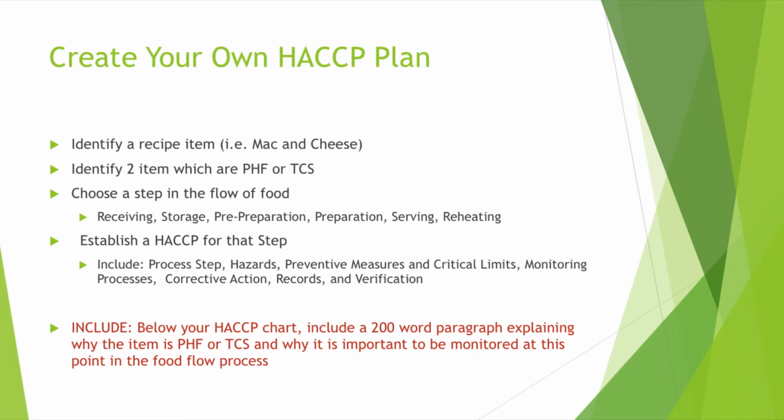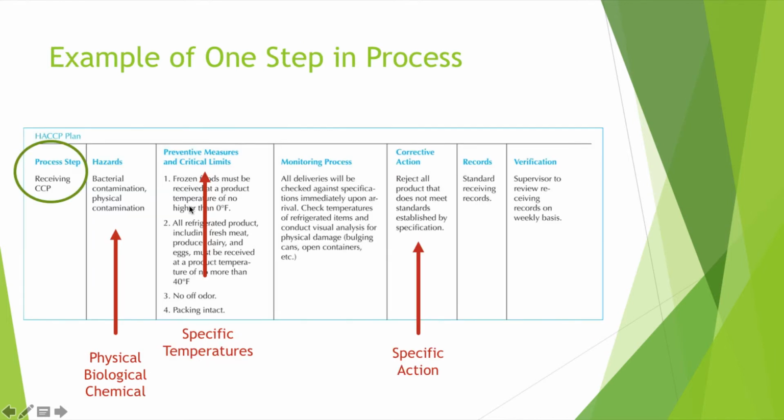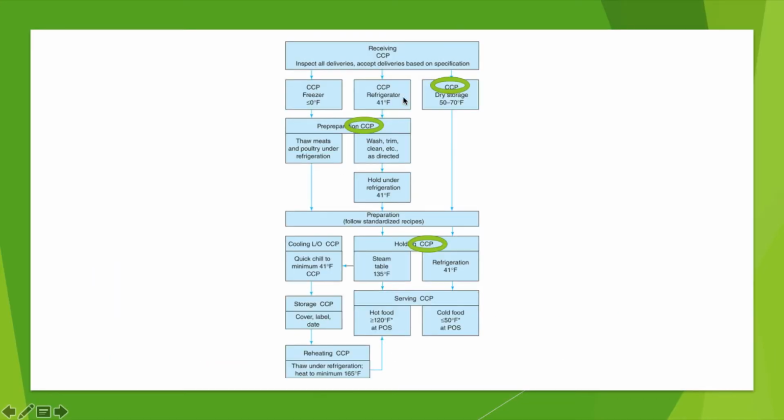So maybe we need to consider another element that is in the mac and cheese, whether we're making that by scratch and maybe there's milk or butter, which is dairy, or if you want to add an additional ingredient to it, tofu because it's soy, is a potentially hazardous or time control for safety food. And so you want to make sure you acknowledge that. So what then you're going to do is choose a step in the flow of food. Recall all the way back here where we have receiving, pre-preparation, which is kind of like storage, preparation, holding, serving, or reheating, and so on and so forth.